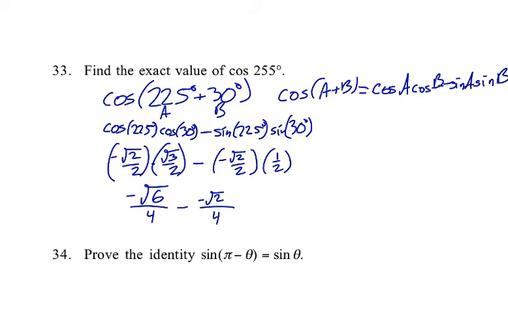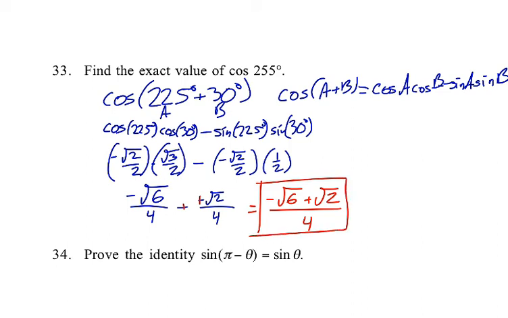So now here we've got minus and negative, so that really just means we're adding these two groups. So we get, simplified, negative square root of 6 plus the square root of 2. And since they're both over the same common denominator, we can combine those fractions. So we get negative square root of 6 plus the square root of 2 all over 4.